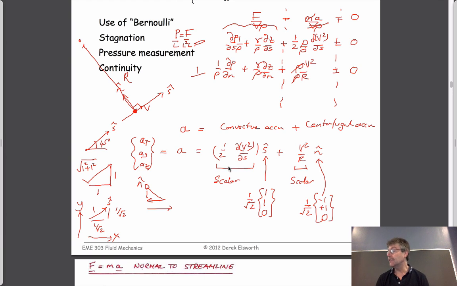So we can always calculate the accelerations due to that. And of course, there'll be 3 accelerations. This is actually a vector, because this is a vector, and this is a vector, and we're just adding those components together. So we calculate the components of the convective acceleration in x, y, and z, calculate the components of the centrifugal acceleration in x, y, and z, and then put them together to get that.